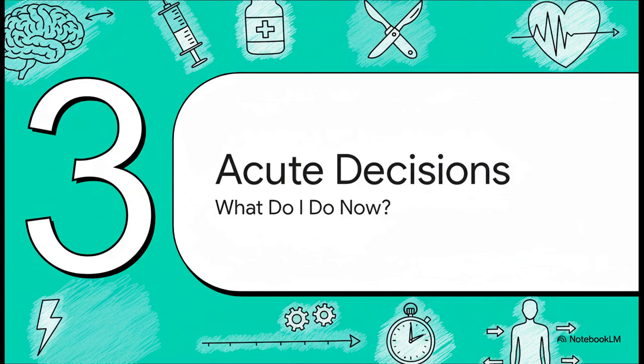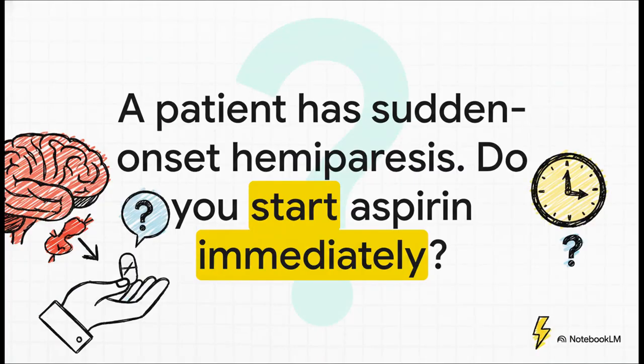Okay, we've figured out where it is and what it is. Now for maybe the most important question of all: what do I do now? This next section is all about acute decisions in management. We're talking about those crucial first steps that can make all the difference. So let's start with a big one.